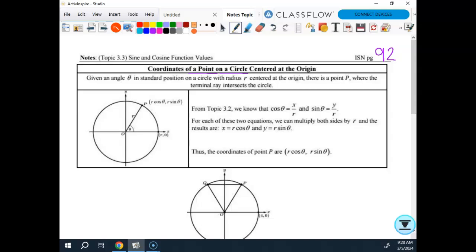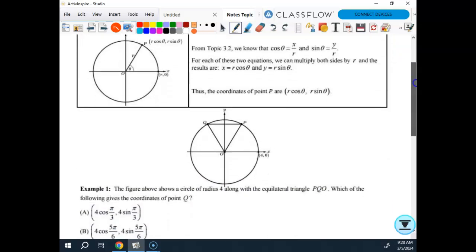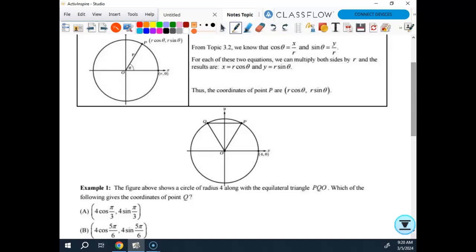Because we know for the unit circle, our ordered pair is cosine theta, sine theta, right? We've known that for a while. We're comfortable with that. We can do that. Okay, but what if it's not a unit circle? So in 3-2, or even before that, we learned that cosine theta is x over r, sine theta is y over r. And for our unit circle, r was 1. That's why it worked out like it did.